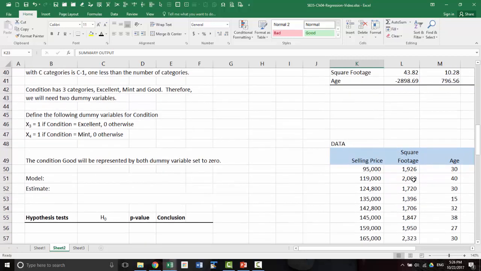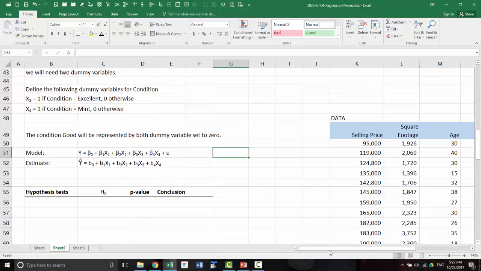Okay, now we have the dummy variables all set up. So let's look at what the model will look like. We have x_1 is square footage, x_2 is age, x_3 and x_4 together represent condition. And then we have the error term. So our estimate will be y hat equal to 4 slope coefficients for the corresponding x's.